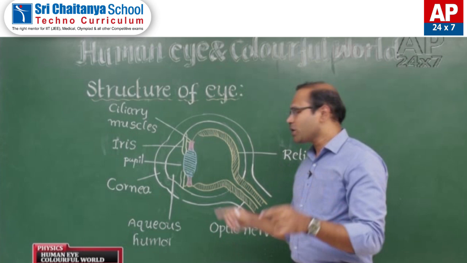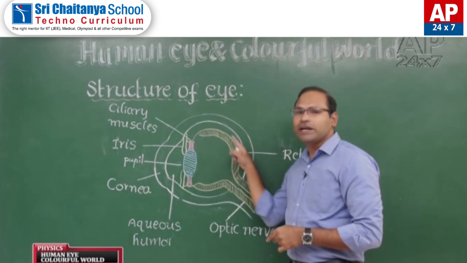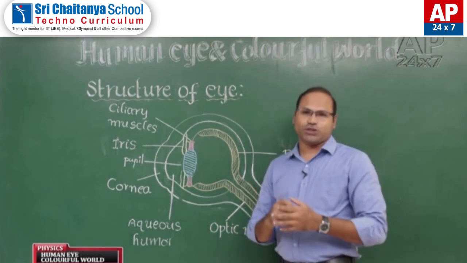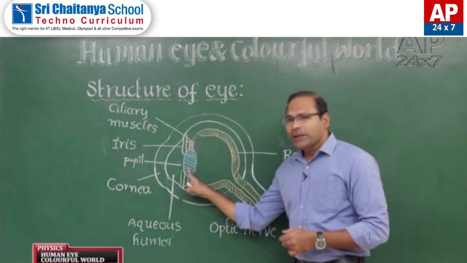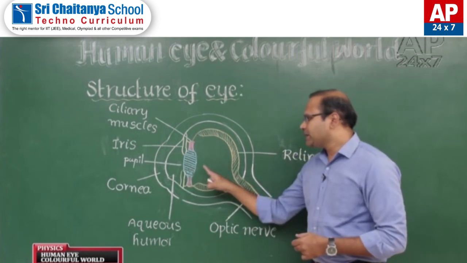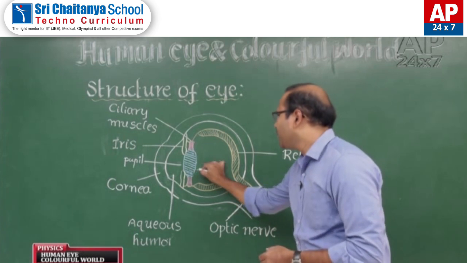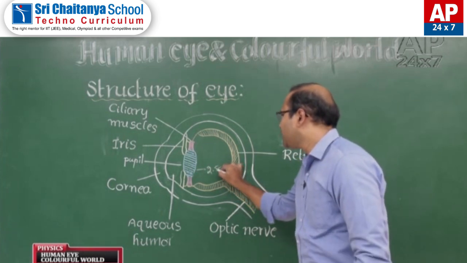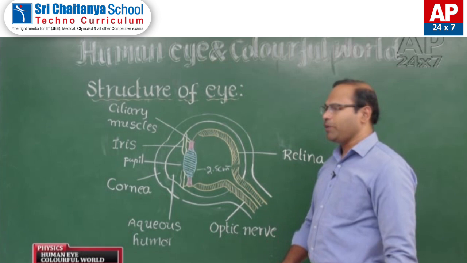Remember, the image that forms on this retina is a real image, and the distance between the eye lens and retina is about 2.5 centimeters. The distance between these two is 2.5 centimeters.